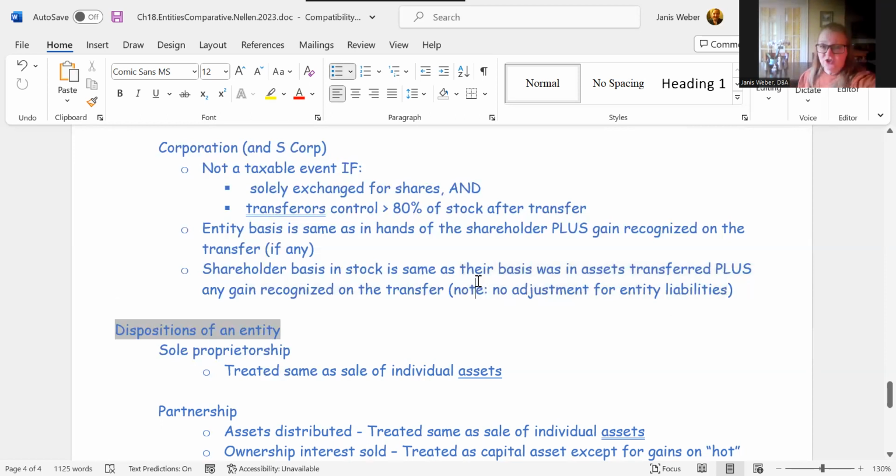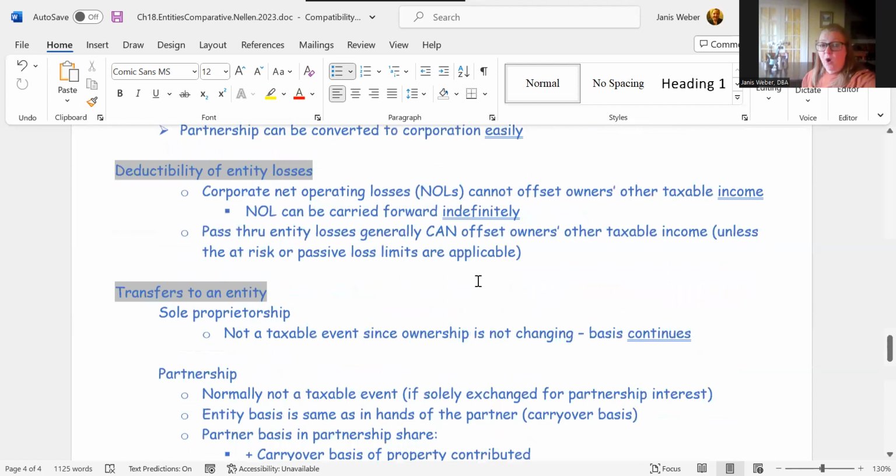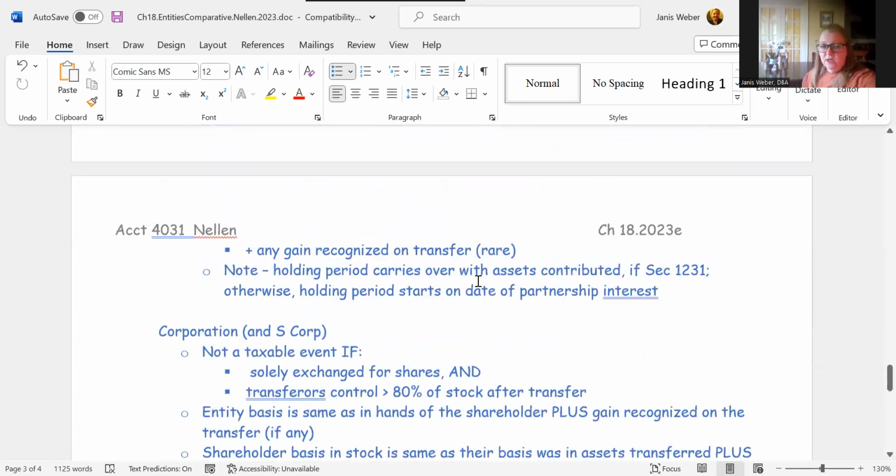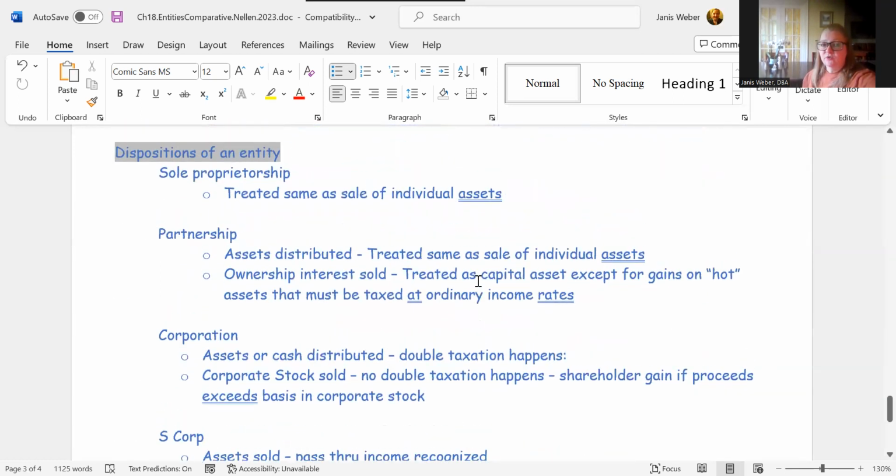Okay, dispositions now. That was when you acquire your ownership of the entity, transfers to an entity. Now here are the dispositions from an entity.